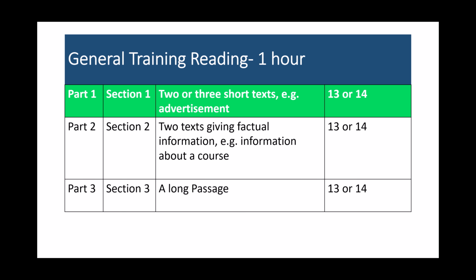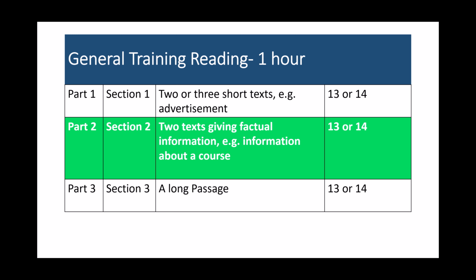And in general training module, the reading is again in 1 hour. There are 3 parts or 3 sections, but the difference is that in section 1 or part 1, we're having 2 or 3 short texts. It can be about any type of everyday topic, for example, a brochure or an advertisement, anything that can be or should be read in daily life. And in part 2, again, we're having 2 texts. Texts that are giving information about the course, about the job, or about any type of everyday topic.